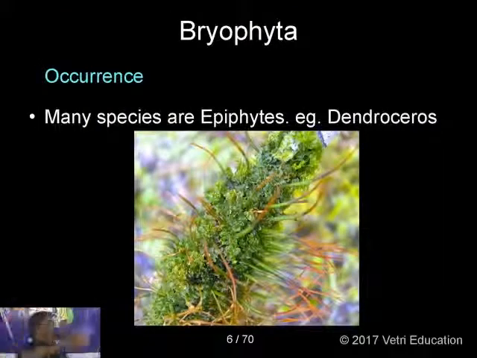Next, many species of these bryophytes are epiphytes. The plants grow on other plants. Those are called epiphytes, for example Dendroceros. There is a branch of some plant, and on that branch these plants are growing. This is a Dendroceros plant which grows on the branch of another plant. So these are called epiphytes.